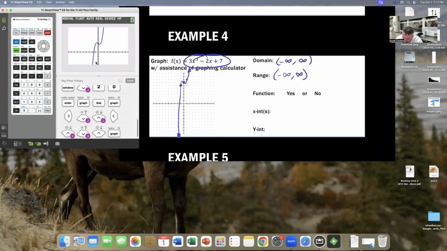As far as whether or not this is a function, it gets pretty steep in places, but it's pretty clear that a vertical line would only hit this graph in one spot at a time. So yes, this is a function, and as we've learned, all polynomials are functions.